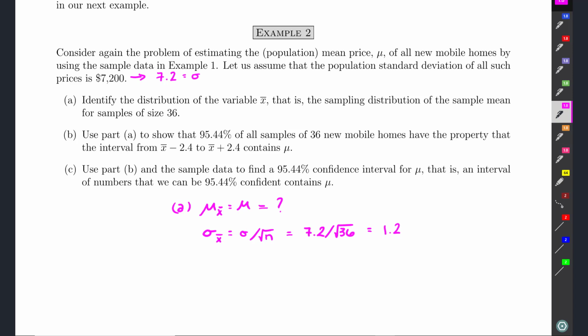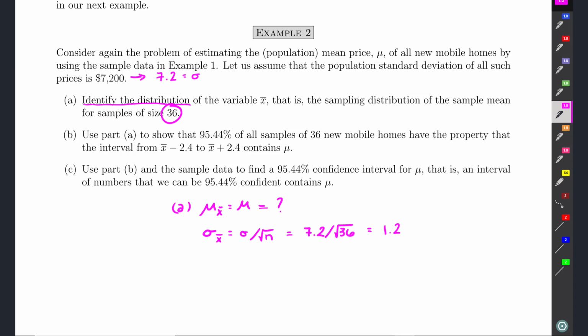The last thing that we really want to determine is to identify the distribution. That's what it's asking us to do in part A. Well, one thing that we know is that this is normally distributed. The reason we can say that is because our sample size is 36. Remember, in the previous notes, we looked at how as long as the sample size is 30 or greater, we can say that it is normally distributed based on the sample means.